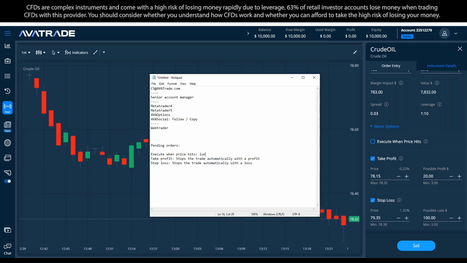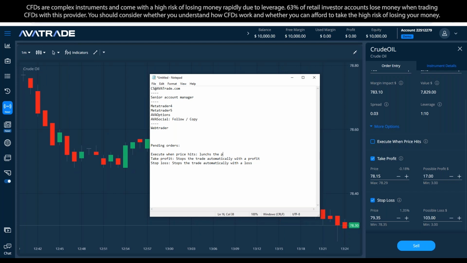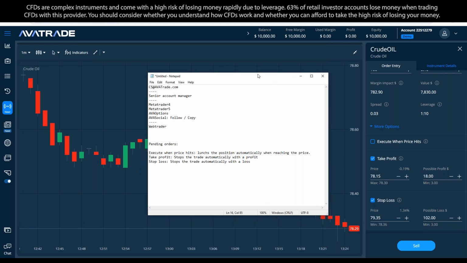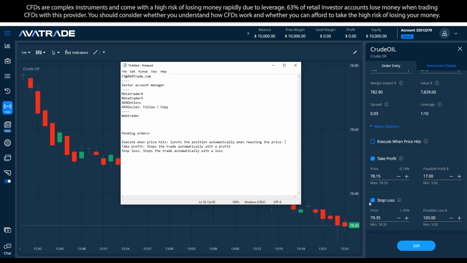Again, when the price hits, it launches the position automatically when reaching the price. Now, how does that help us? That helps us because if I go with a sell, I already know that the analysis here was done with a signal, and it's already simulating for me what the potential profit and the potential loss can be. So in this case, it's 100 for the loss and 10 for the profit.